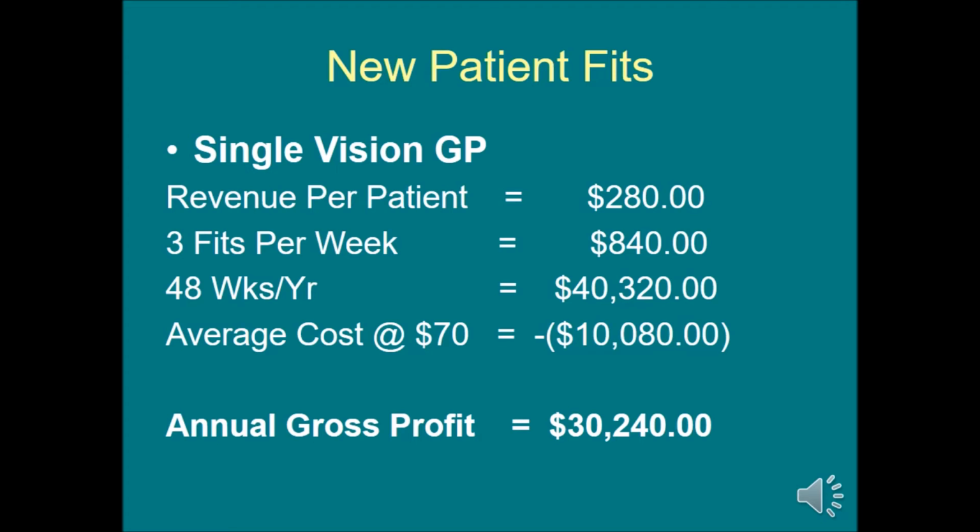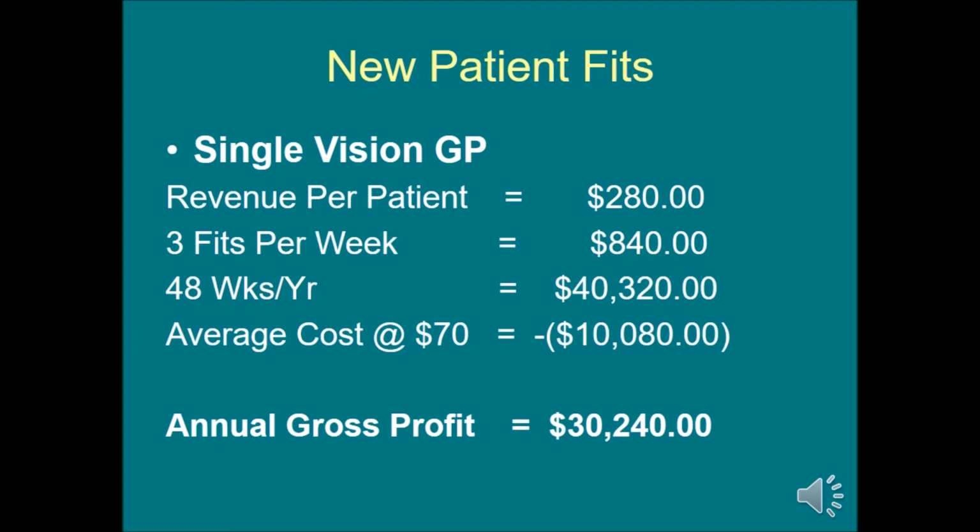So 3 fits a week would be $840 that you took in. Okay? And you did that 48 weeks out of the year. Out of those 52 weeks, there's going to be 4 weeks you're not going to be in the office. Okay? So you took in $40,320 over that 48-week period, doing 3 a week.